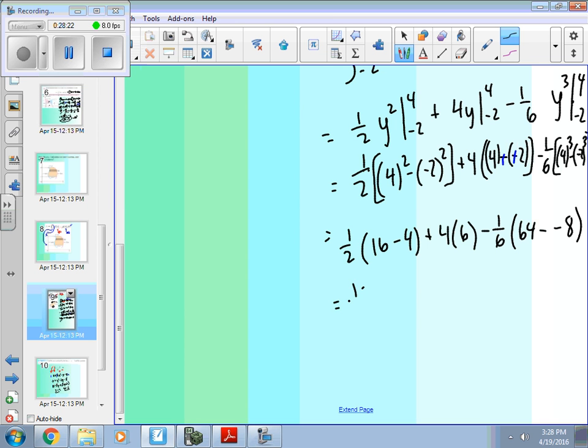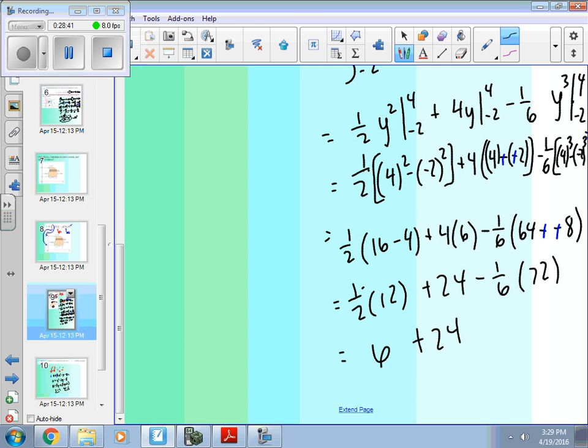Going a little farther here now, we got half of 12, which is going to be 6, plus 24. And here we got 1/6. This is minus a negative, so this is going to turn into plus 72. And 72 divided by 6 would give us 12. So putting that all together, we got 30 minus 12, which would be 18 square units.